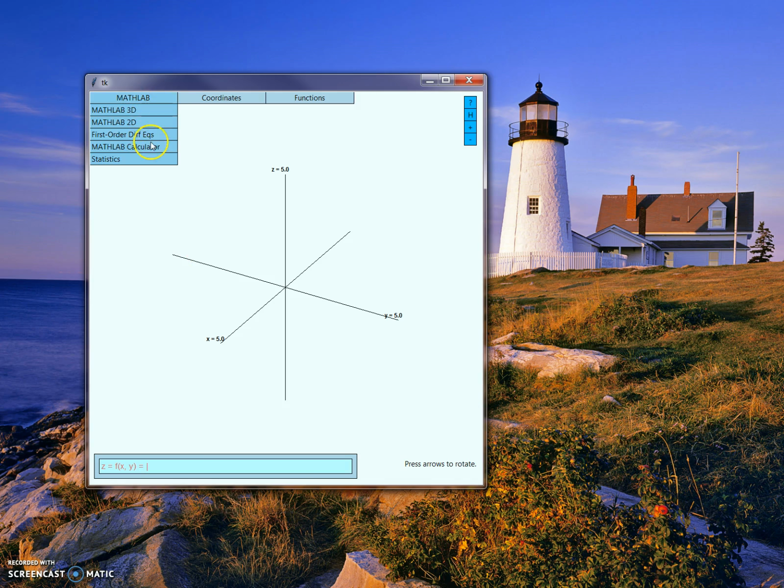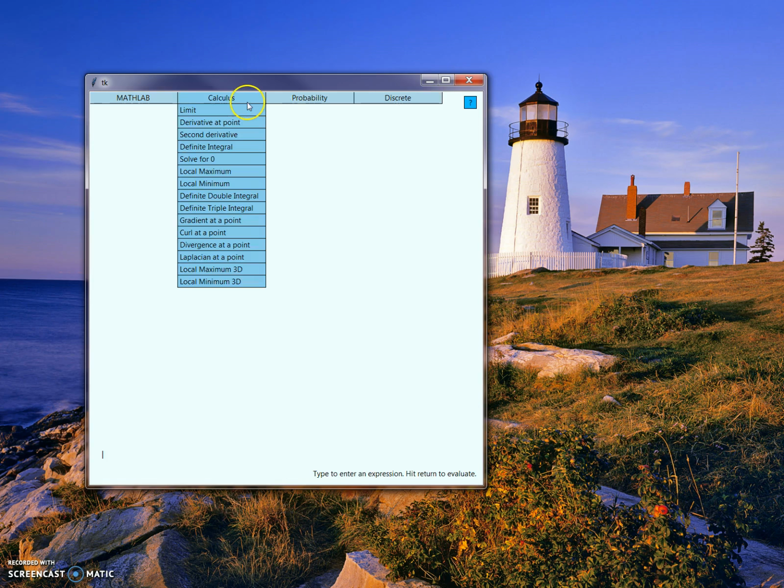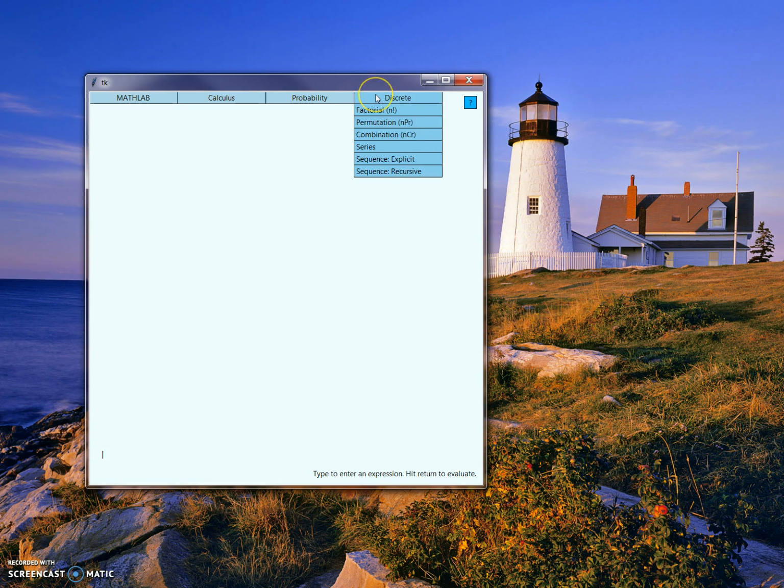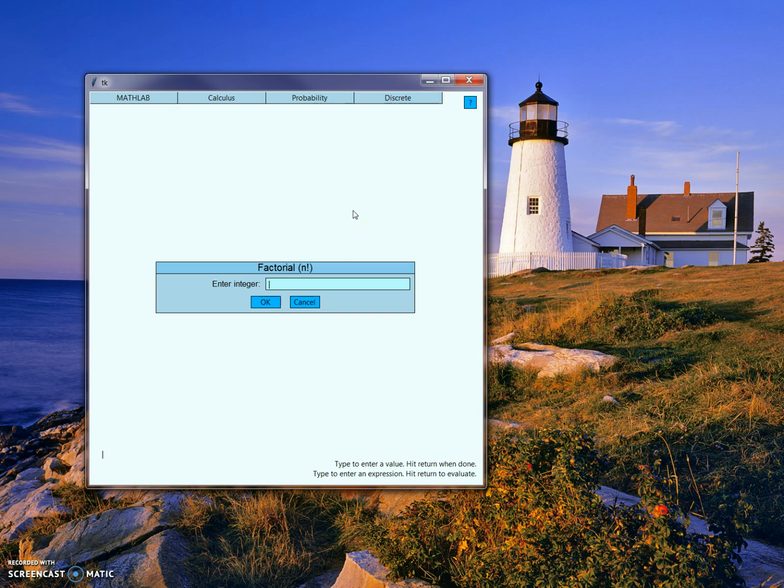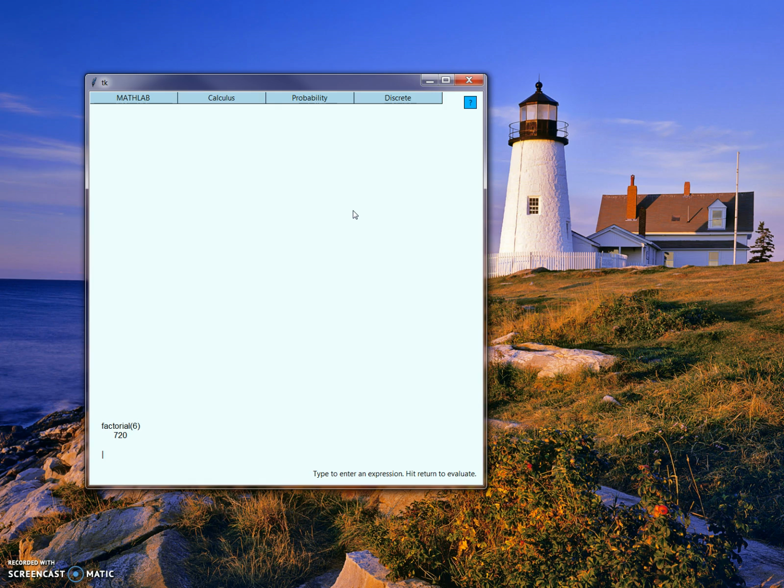Now let's go to MATHLAB and let's go to calculator here. And you can just see from the different menu options that MATHLAB supports a variety of functions that we can compute here. For example, let's just go to factorial and let's enter an integer, for example 6. We find that 6 factorial is 720, as you would expect. And we can try out some of the other functions in discrete math here.